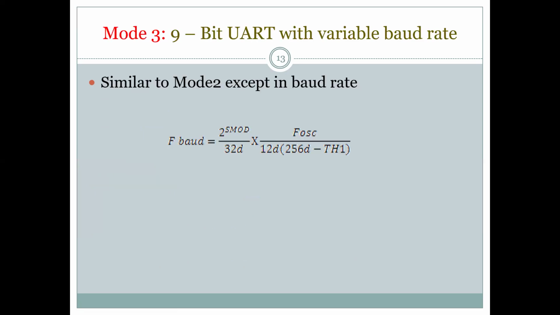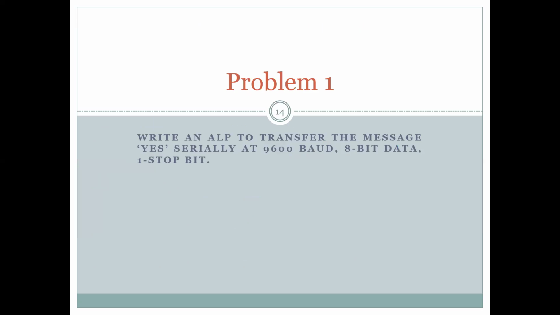When I have mode 3, which is 9-bit UART with a variable baud rate, only the formula with the 256 minus TH1 will be added. You have the flexibility to vary the baud rate there. So that is about serial communication. Now we shall proceed with problem 1.